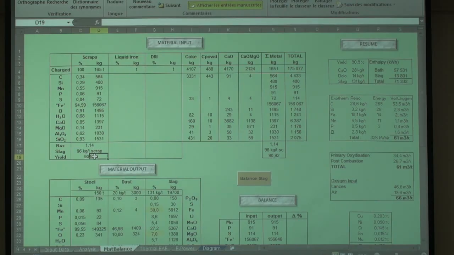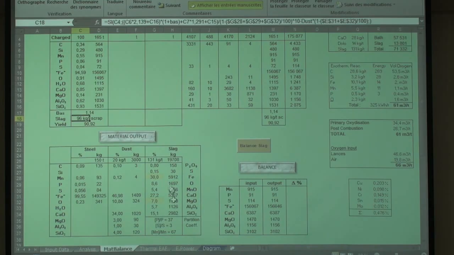That's why the yield is rather easy to understand. This is the iron content minus the iron I will lose, and of course I will lose some iron in the slag. So I need to calculate the slag, and the slag is given by SiO2 plus CaO plus MnO plus Al2O3. Exactly like in this part here.